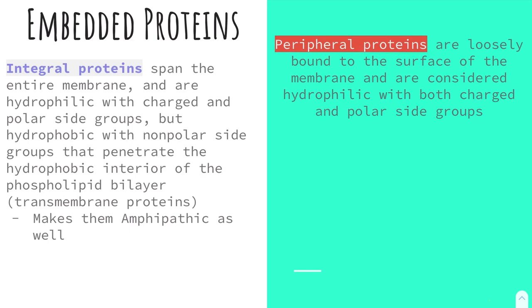Finally, we have the peripheral proteins, which are loosely bound to the surface of the membrane and are considered hydrophilic with both charged and polar side groups. The final thing to consider is that proteins that are near each other are often functioning similarly. So this is why integral and peripheral proteins are found so close together.